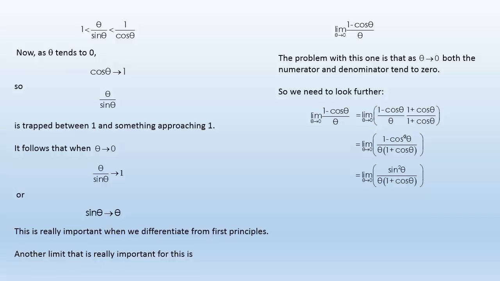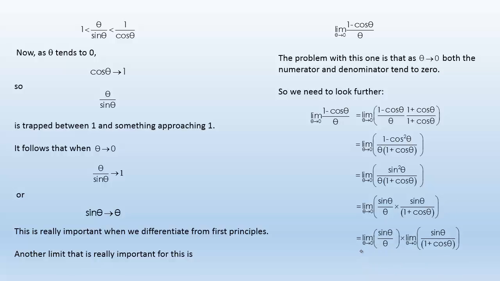So 1 minus cos squared we know is sine squared. And then what I've done is taken one of the sines and put it over theta and multiplied that by the other sine over 1 plus cos theta. So essentially what we've done here is split the fraction. We know how to multiply fractions together, and if we multiply the tops there we get sine squared theta back. If we multiply the bottoms we get theta times 1 plus cos theta back.